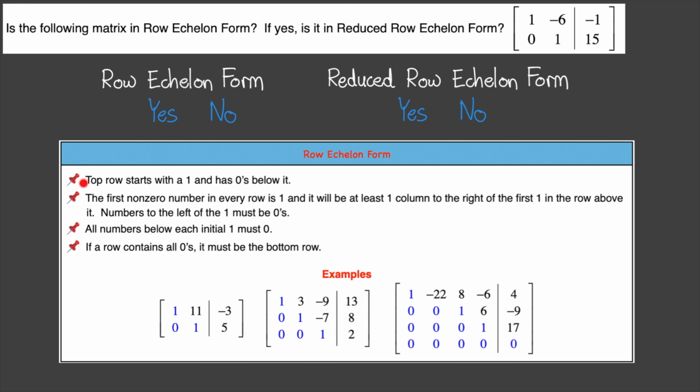So therefore, all of these features check out. So because of that, this matrix here is in row echelon form. So I'm going to go ahead and circle yes here. So it's in row echelon form.